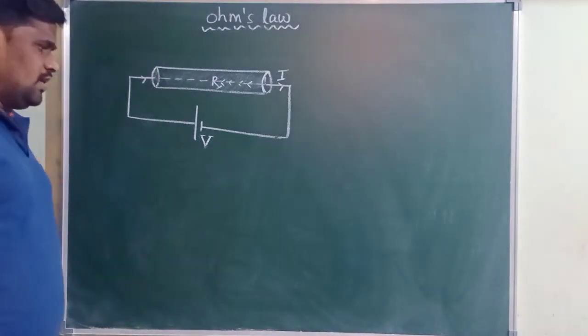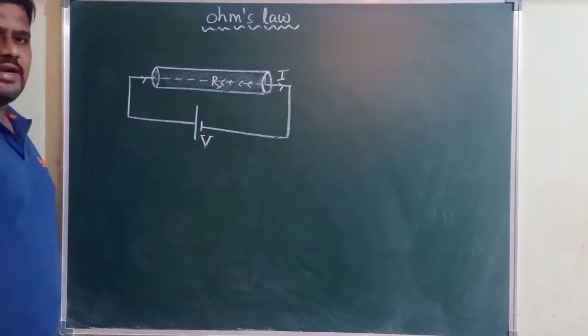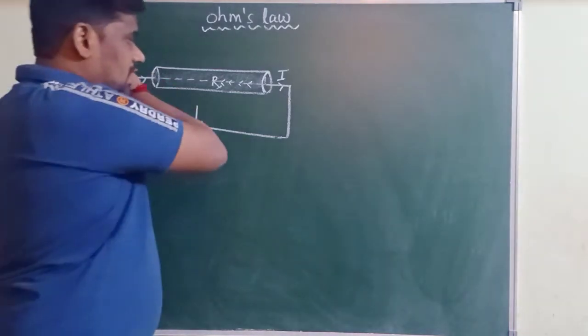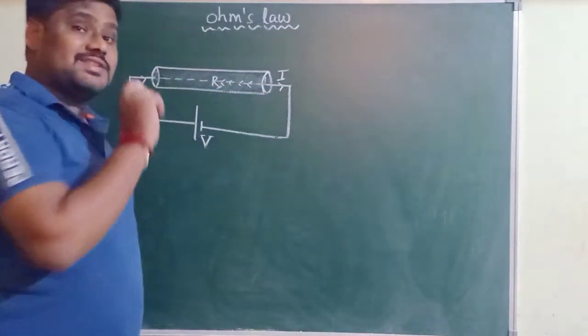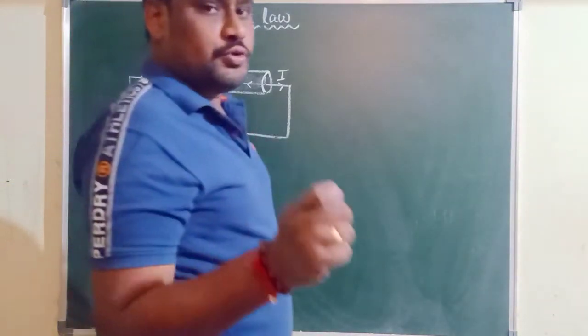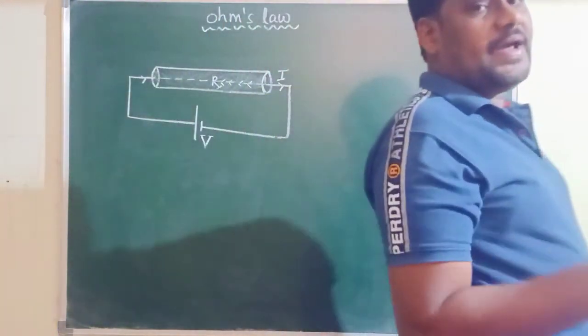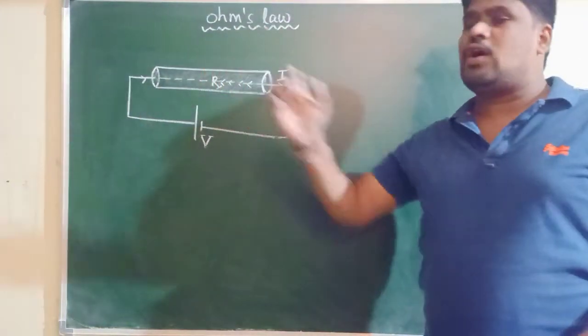Concentrate on the terms here. V is called the potential difference applied across a conductor. I is called the current flowing through a conductor. And R is called the resistance of a conductor. As I said, what is resistance here? The opposition force exerted by the material of a conductor for the flow of electric current.